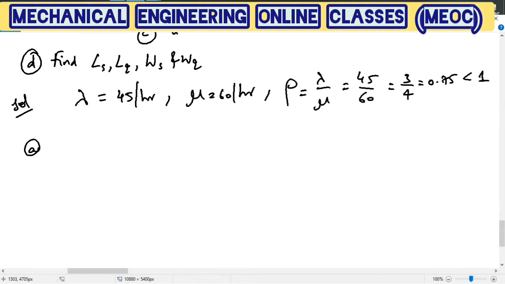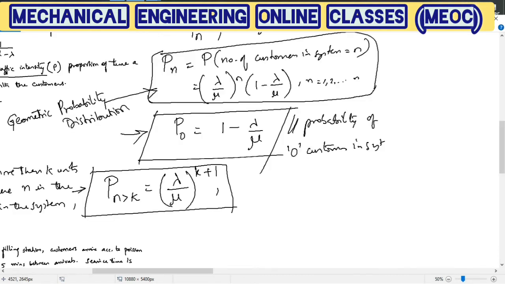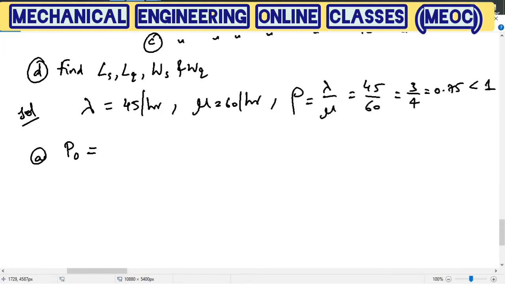So let us find the probability that 0 customers are in the system. Probability can be found from the formula. This is the geometric probability distribution formula that we use, right? So the probability that 0 customers are in the system is nothing but P0, which is 1 minus lambda by mu. Lambda by mu is nothing but rho, our traffic intensity. So we can find P0 from here. So P0 is equal to 1 minus rho.